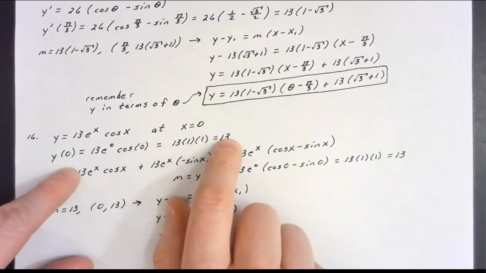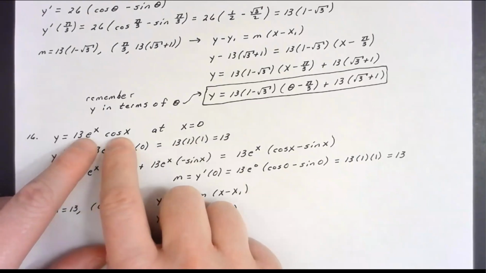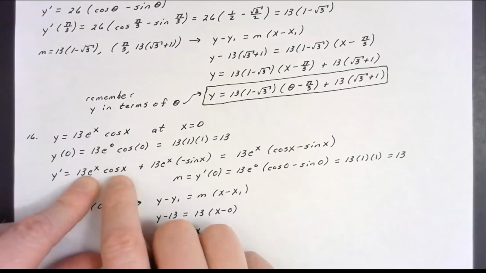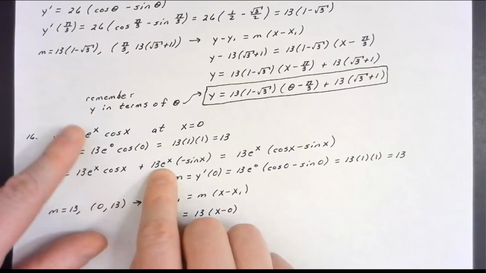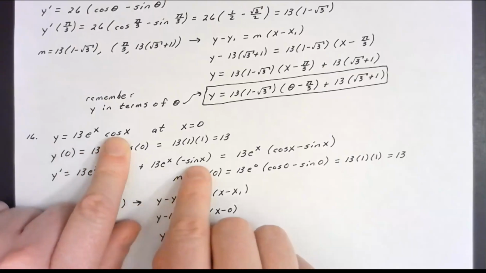I need the slope. Well, for the slope, I can take the derivative of this equation. When I take the derivative, it will have to be taken with the product rule, because I have the differentiable function 13e to the x times the differentiable function cosine x. Its derivative is the derivative of the first, which is, the derivative of any exponential function is that exponential function, times the second, plus the first, 13e to the x, times the derivative of the second, the derivative of cosine, negative sine.